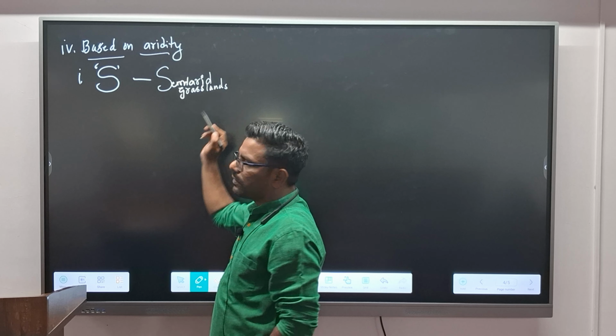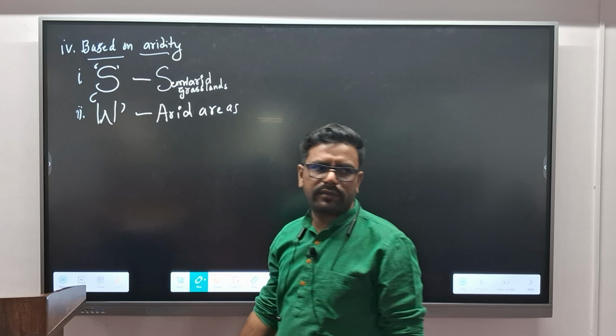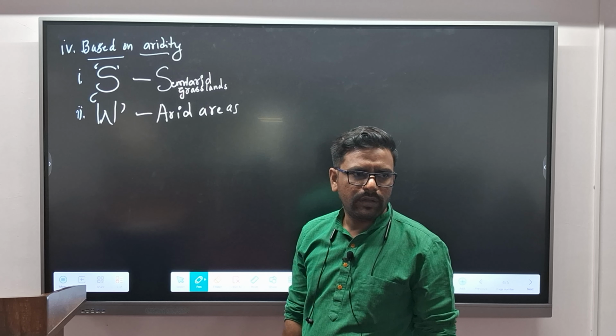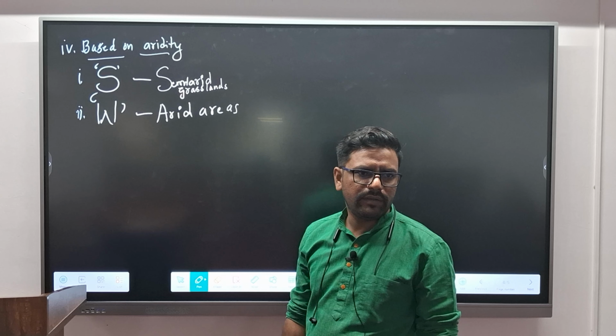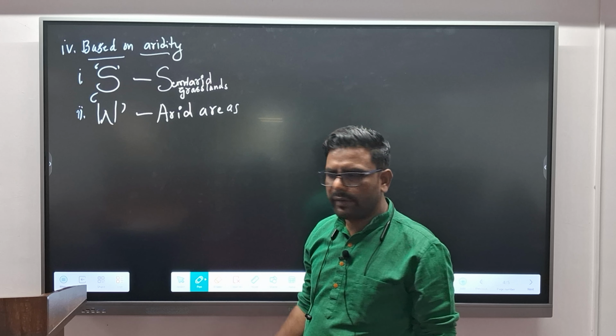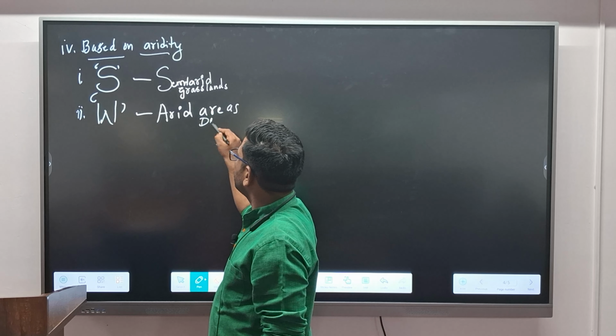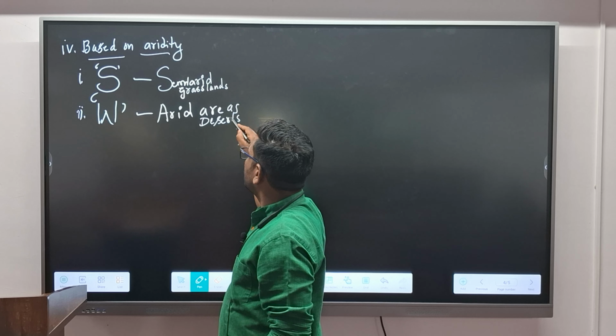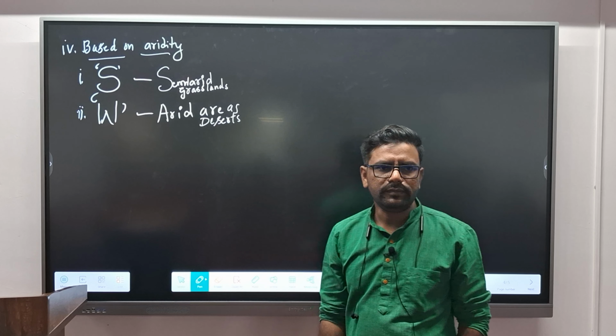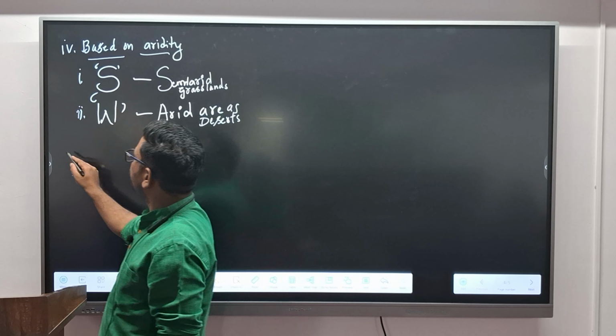And if I am writing capital W, it means arid areas. Example, fully arid, which one is there? The dry one? Deserts. Clear? Next, fifth one.